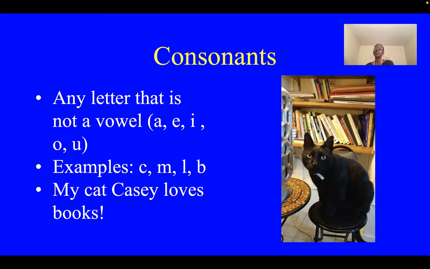What is a consonant? A consonant is any letter that is not a vowel. And our vowels are A, E, I, O, U. Examples of consonants are the following letters: the letters C, M, L, and B.